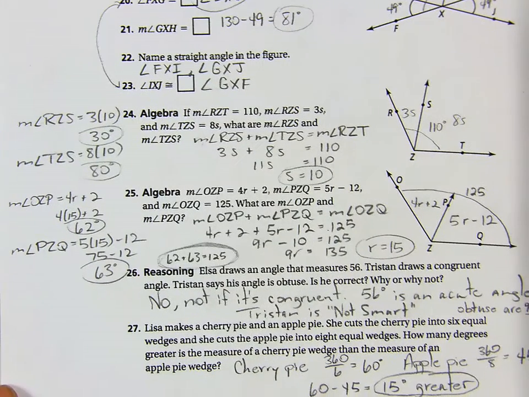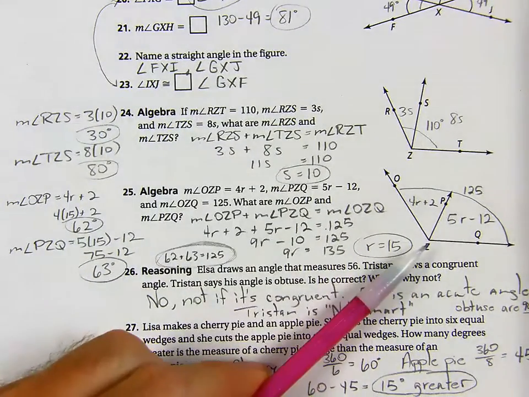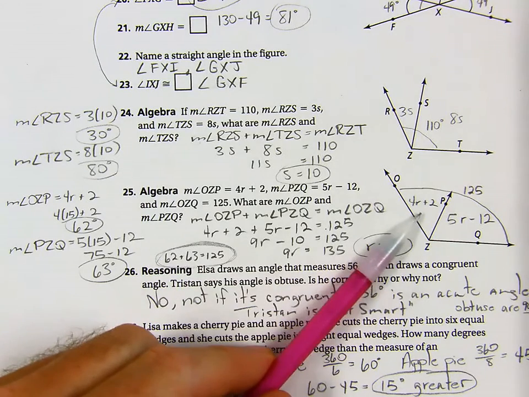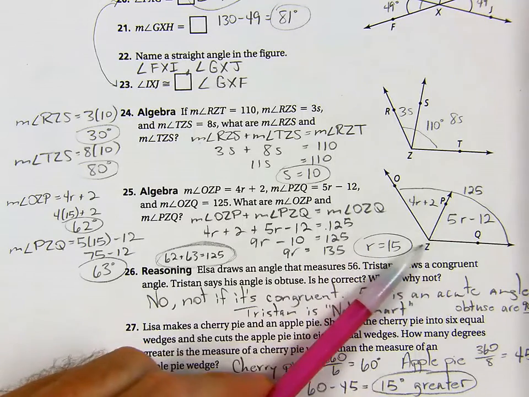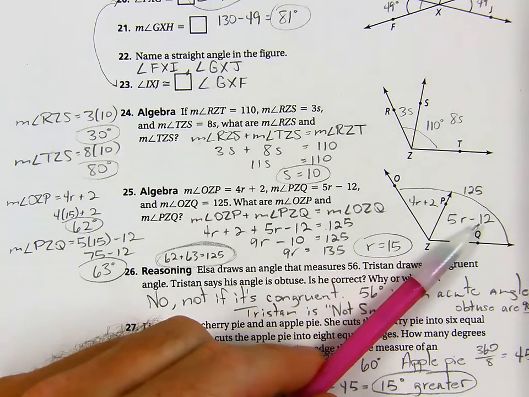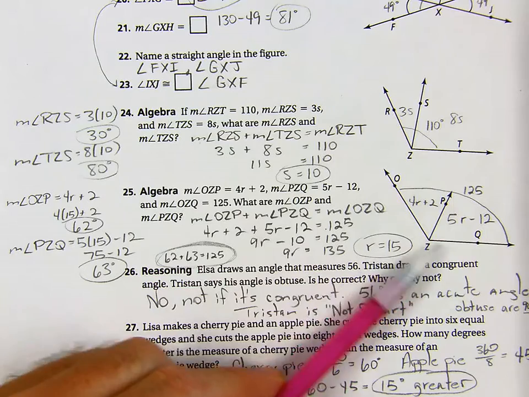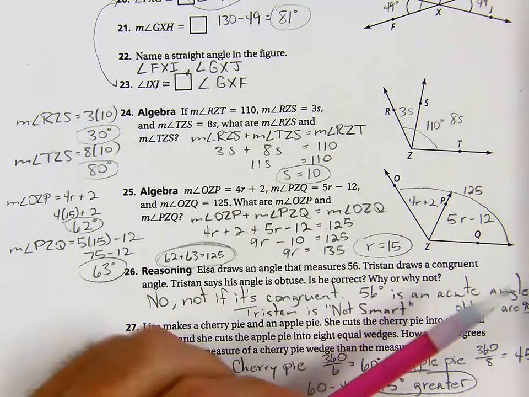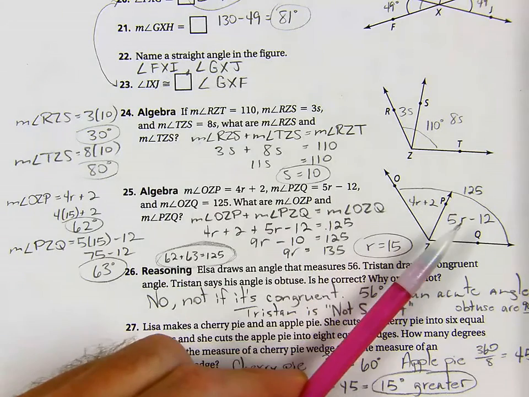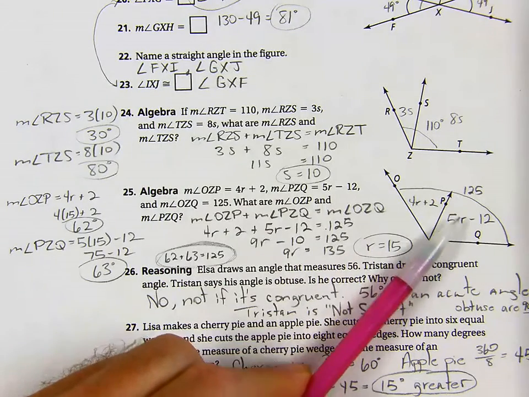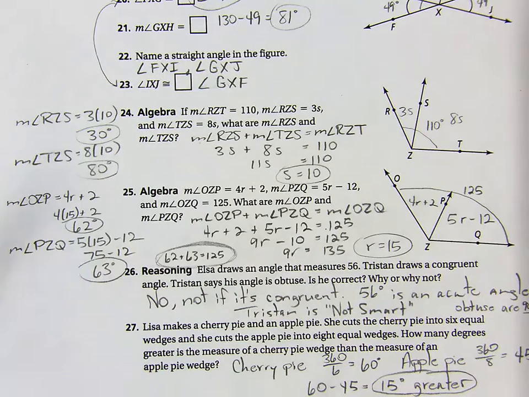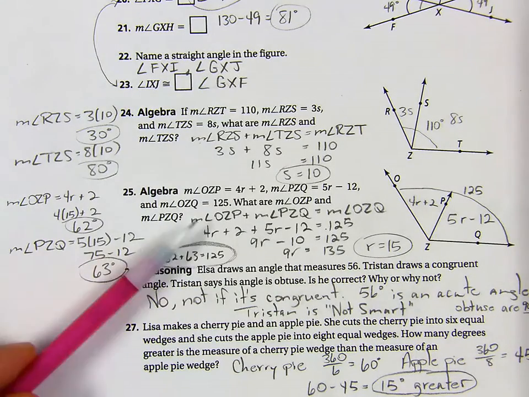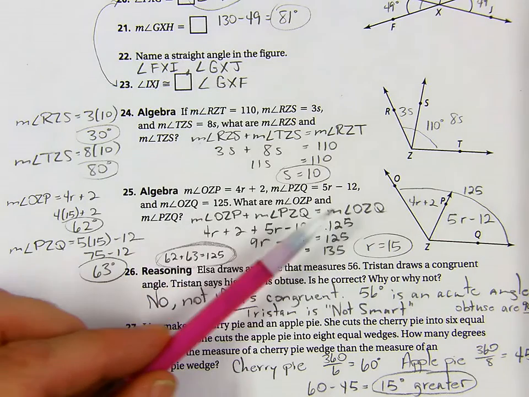Next picture and problem, a similar picture. They tell us the measure of OZP, I put that in there, 4R plus 2, and PZQ, which is 5R minus 12. And then they tell me OZQ, the whole thing, is 125. So we're going to do the same thing we did on the last one. This angle's measure plus this angle's measure is equal to 125. This is angle addition: this small angle plus this small angle is equal to the larger angle.